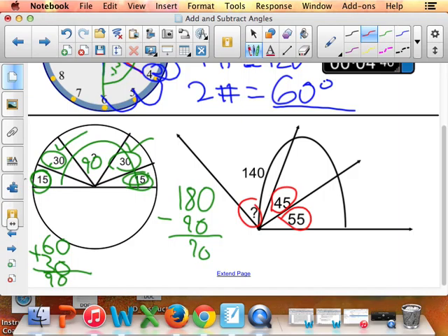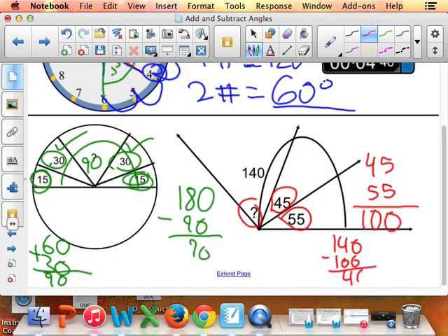Kaylin, what would you add, kiddo? I would do that also. 45 plus 55 adds up nicely to 100. All right, so what's that missing piece if the whole thing is 140? We already have 100, so it's kind of easy to see now. Haley, you would subtract the 100 from the 140. You sure would. And do you know what we would get, kiddo? It would equal 40. That missing piece is 40 degrees.